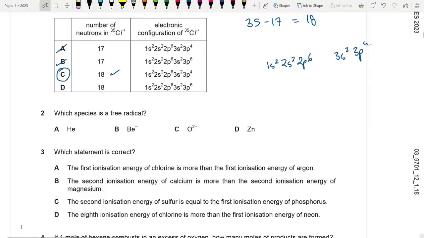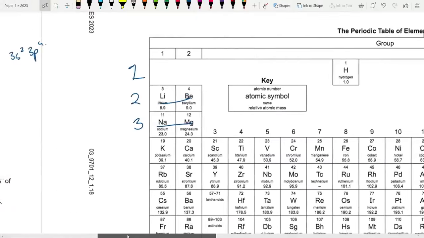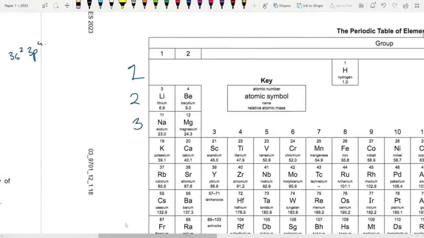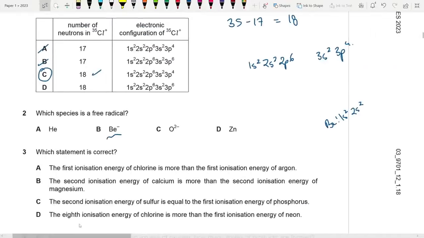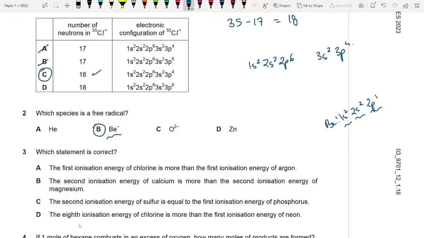On the other hand, beryllium. Let's look at beryllium. Beryllium is the fourth element, as you know. So beryllium is 1s2, 2s2. However, look at this. If you consider the beryllium anion, what does it turn into? 2p1. So this is a full orbital. This is a full orbital. But this, on the other hand, is an unpaired electron, which is why I'm gonna go with B.